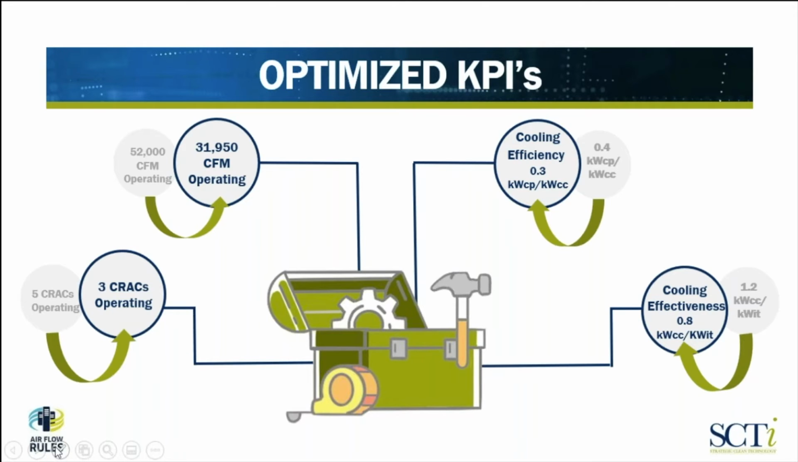First one we define as cooling efficiency, and that's the amount of power required to create 1 kilowatt of cooling. And in the original operation, it took 0.4 kilowatts of power to create 1 kilowatt of cooling. We were able to reduce that down to 0.3 kilowatts of power.